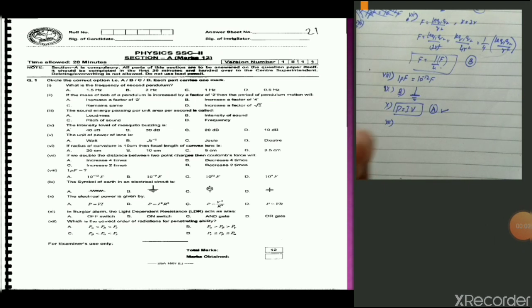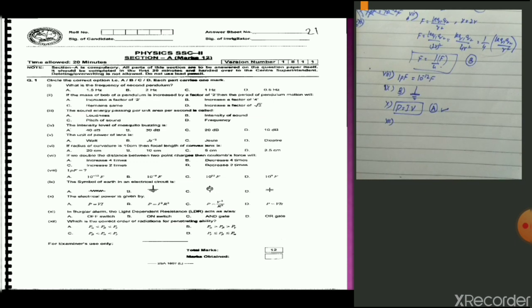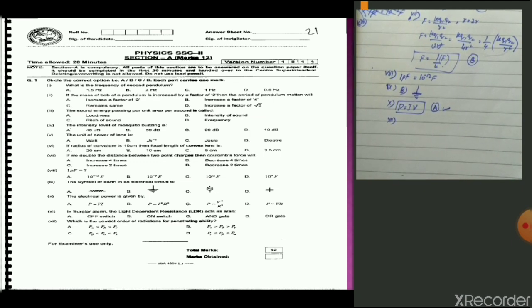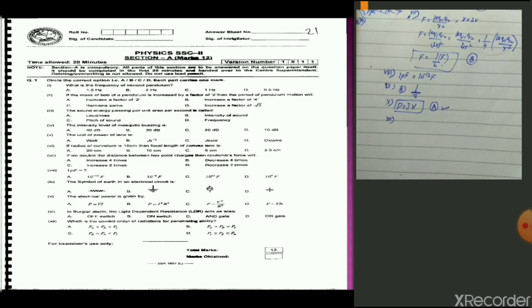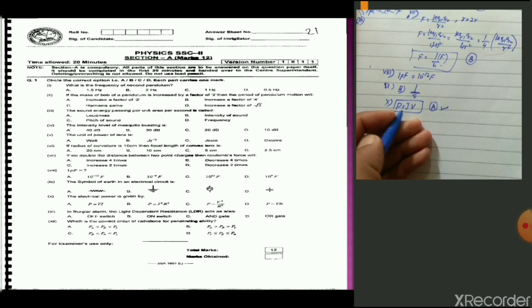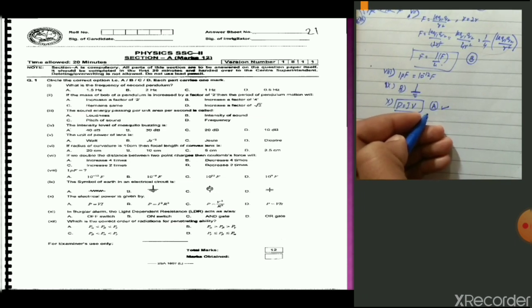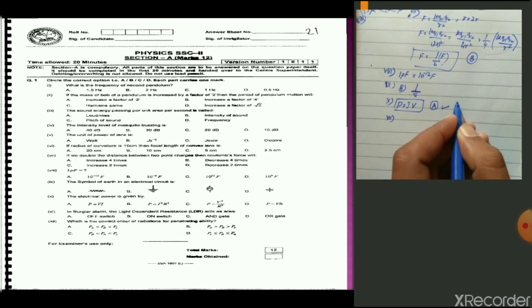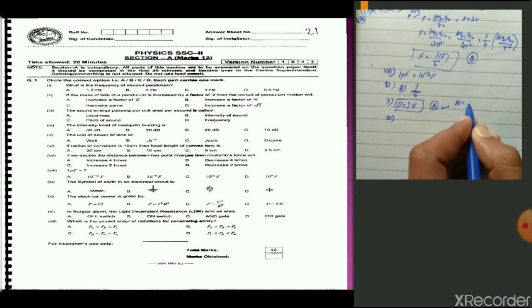Part 10: The electrical power is given by P is equal to VI, P is equal to I square R, P is equal to V square divided by R, or P is equal to VIT. The correct option is P is equal to VI, which is mentioned in your book, and the correct option is A.